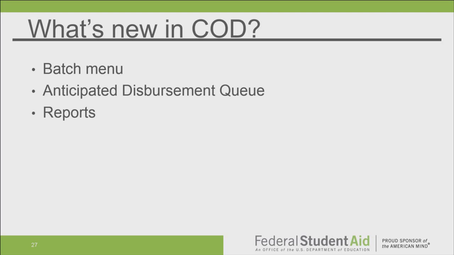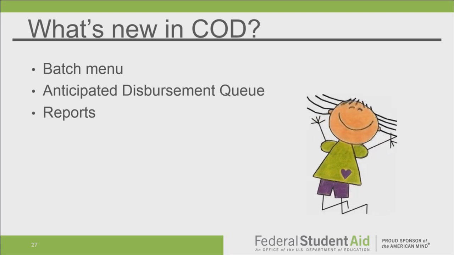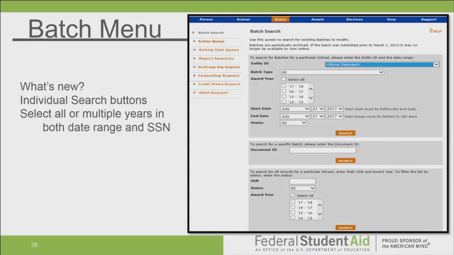Okay, so we have some new things in COD, and I'm really excited about these things, really excited. I'm jumping up and down. This is what I would do if my knees were not toast. I'd be jumping and twirling. We have some new things in the batch menu. The anticipated disbursement queue is awesome for you guys. It's especially for you guys, so we're going to talk about that. And if we have a chance, we're going to talk about reports.